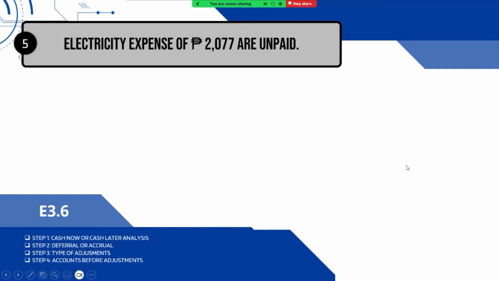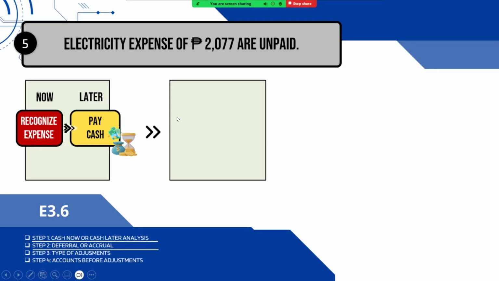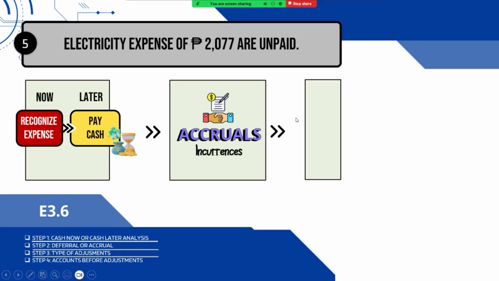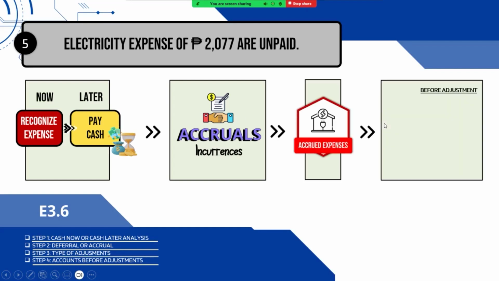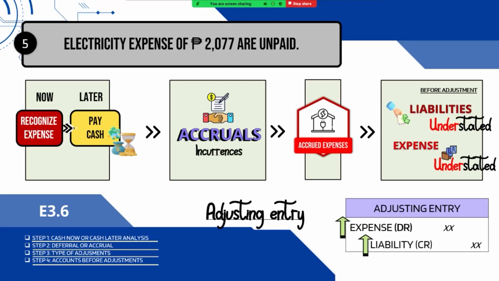Number 5 would be electricity expense of 2077 that is unpaid. So obviously, this is a cash later. So we recognize the expense now. We need to pay the cash later. This is an example of an accrual, specifically an accrued expense. So that would be similar to number 2, I think. We will have an understated liability and expense if we do not record the adjusting entry. And therefore, we need to debit expense and credit liability to overcome these understatements. And the official answer for this would be debit utilities expense, credit accounts payable for 2077.